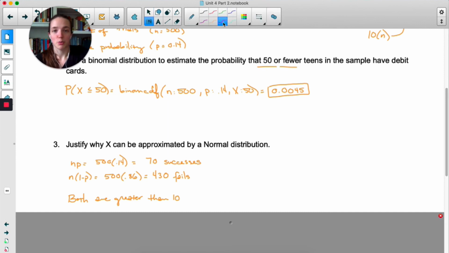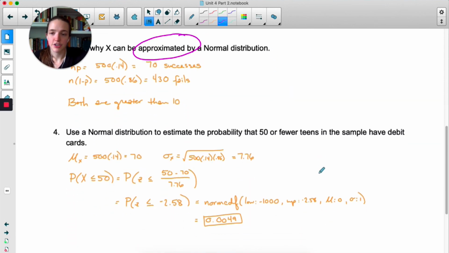I just want to point out the word approximate here. When you're writing in a free response question, you want to say, therefore we can conclude the distribution is approximately normal. Always say approximately. And finally, to use the normal distribution, you first need to know the mean and the standard deviation, so we do that using the mean and standard deviation formulas, calculate a z-score, plug it into norm CDF, almost the exact same answer.